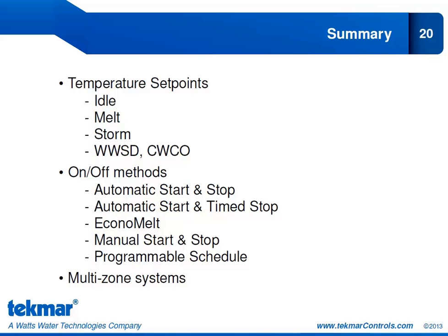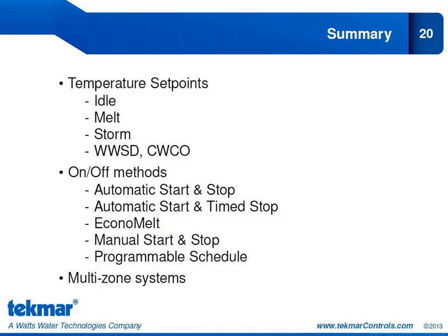In summary, for this presentation, we looked at the temperature set points of the 654, so how you can configure the idle, melt, and storm set points. Storm in particular being a new feature for the 654, and that would be a temporary preheat of the slab, which we could use if we were expecting a snowfall later in the day. We could bring that slab up to the storm set point in preparation of the snowfall. We also looked at warm weather shutdown and cold weather cutout.